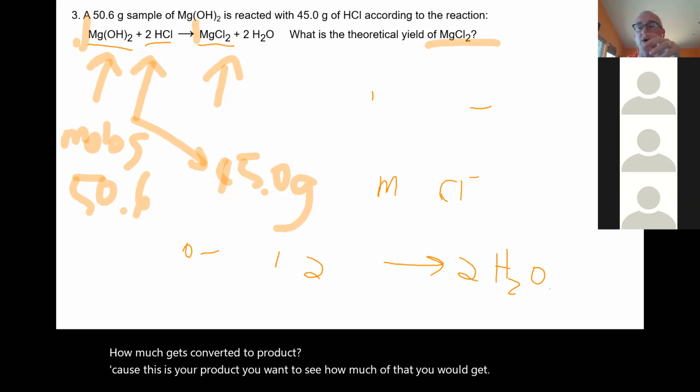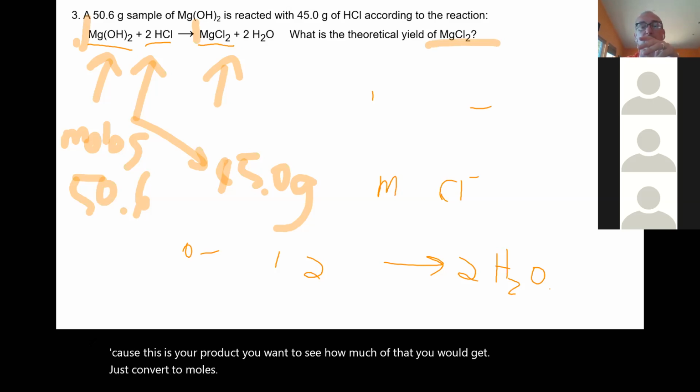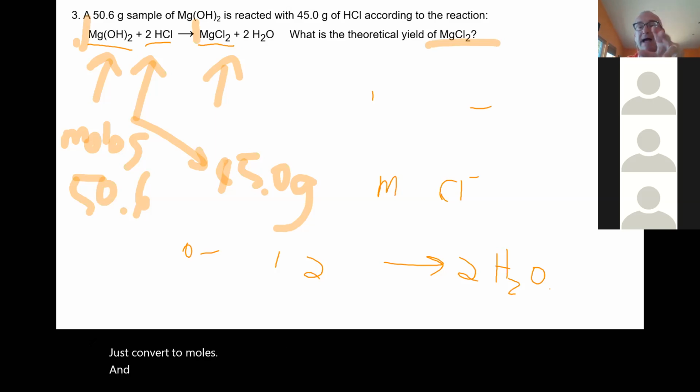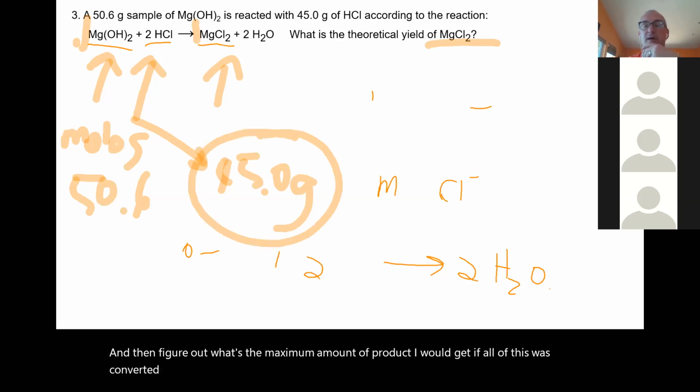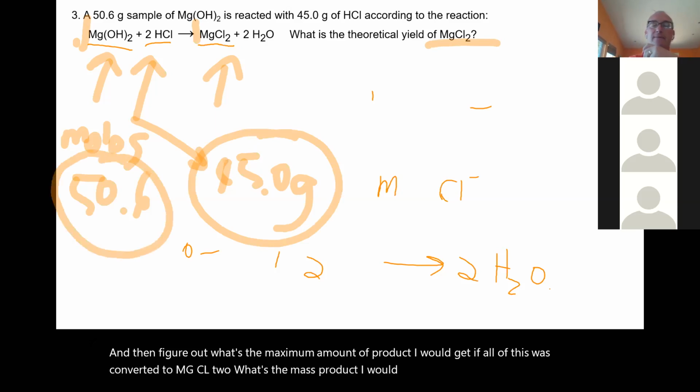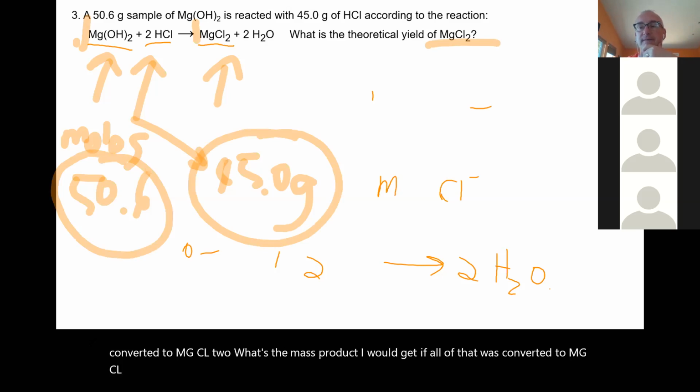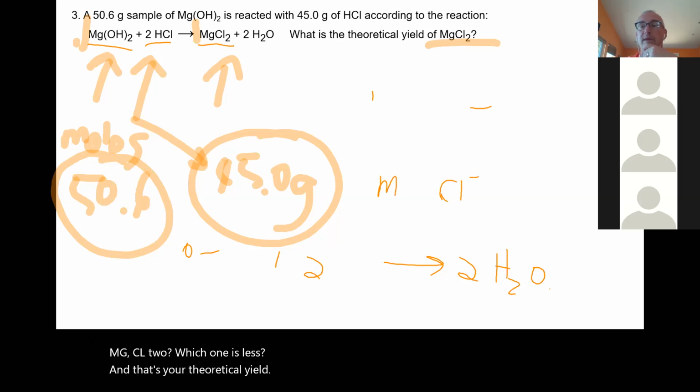So just convert to moles and then figure out the maximum amount of product you would get if all of this was converted to MgCl2. What's the mass of product I would get if all of that was converted to MgCl2? Which one is less? And that's your theoretical yield. The one that gives you less.